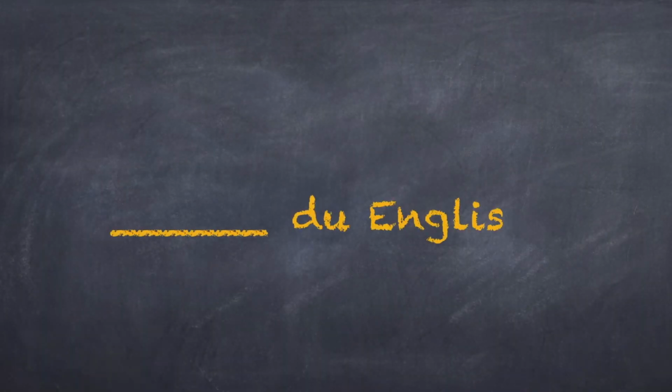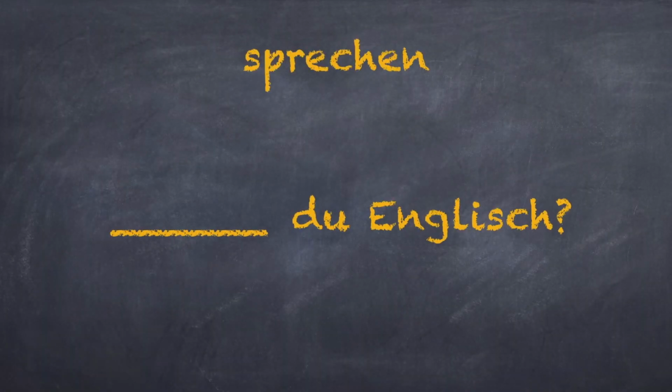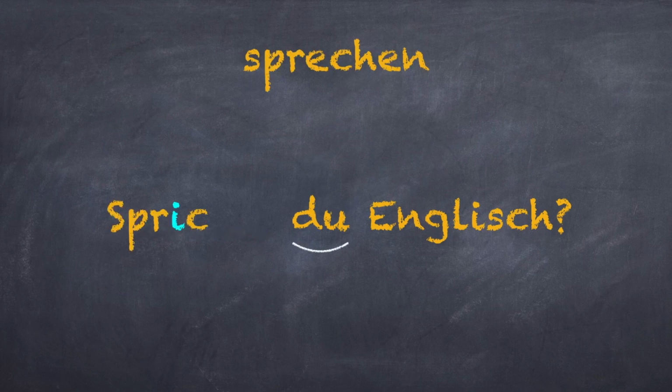Let's now move on to the next sentence. In this one, the subject is du and the verb is sprechen. So when you conjugate the verb according to the subject, your answer should be Sprichst du Englisch? Hope you remembered that the conjugation here is a bit different.